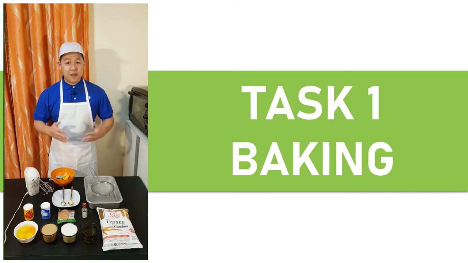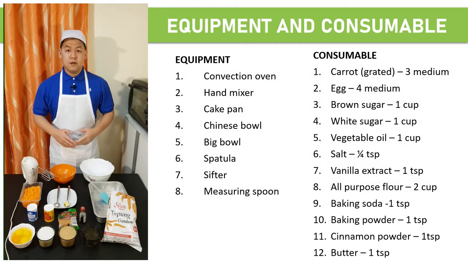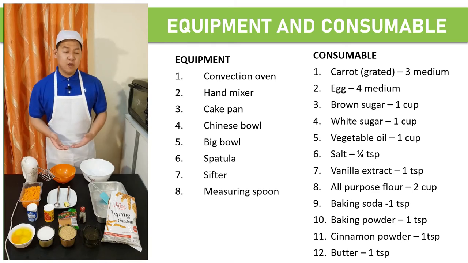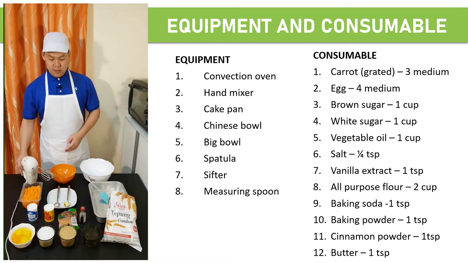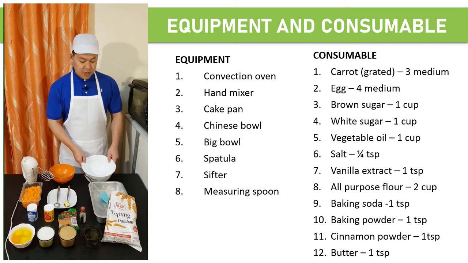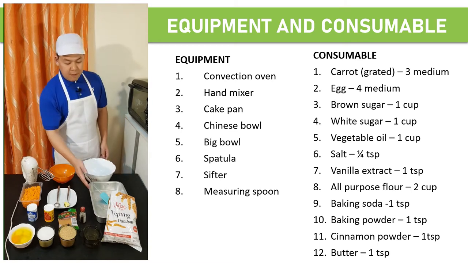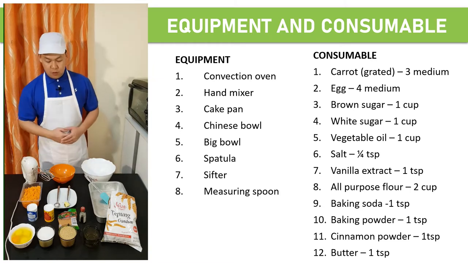Alright, for this practical class, you just need to perform one task, which is baking. For this task, you will require several equipment and consumables. For the equipment, we are going to use a convection oven, a hand mixer, a big Chinese bowl, a big bowl for mixing purpose, a cake pan, a spatula, and a 2 teaspoon.